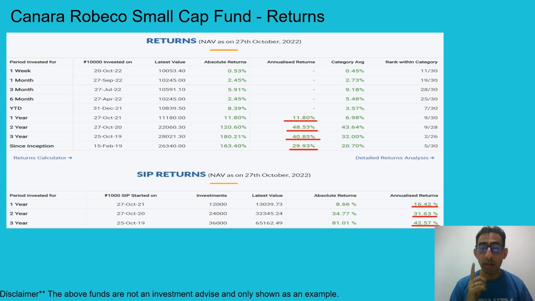One thing I want to highlight. It's a quite new fund. It's just 3+ years old. So it started in February 19, which is 3.5 years back. But if you look at the returns for last 2-3 years, it's fantastic. It's 49% and 41% absolute returns in last 2 and 3 years respectively. And if I look at the SIP returns, annualized are at 32 and 43%, which is also good.